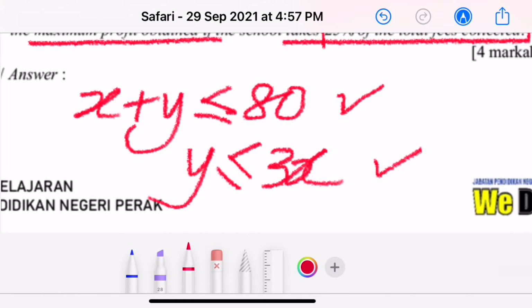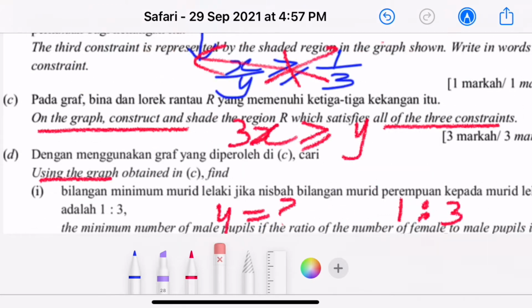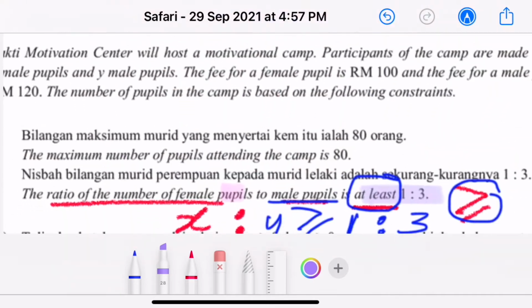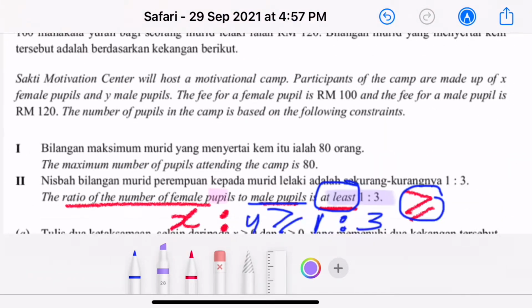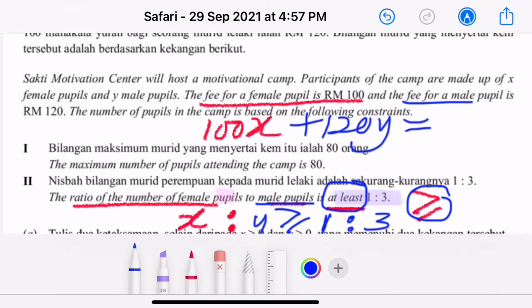Have fun. Let's see the last part of the question: the maximum profit obtained if the school takes 25% of the total fee collected. Now let's look at the fee collected. The fee for female is 100, so we write 100x, and for the male we add 120y, equal to k. And k is the objective function that we are going to use a graph to determine.